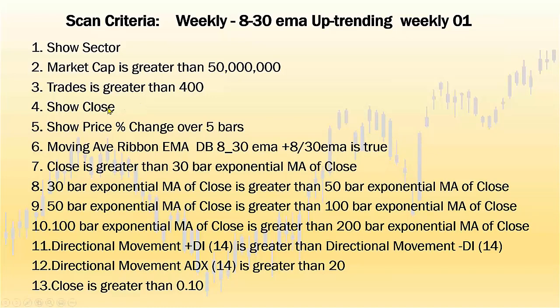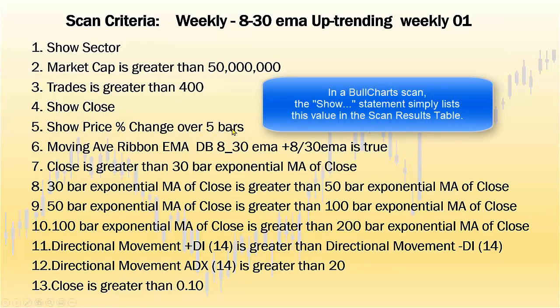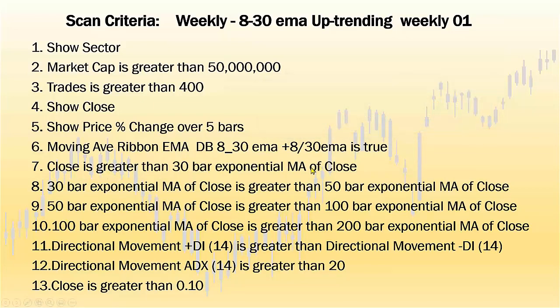Trades are greater than 400. I show the close. I show the close of 5 bars ago. And I simply scan for the ribbon being positive. I look for the close greater than the 30 bar moving average, the 30 being greater than the 50 being greater than the 100 being greater than the 200. I look for the directional movement D plus being greater than D minus, and also for the directional movement being greater than 20.